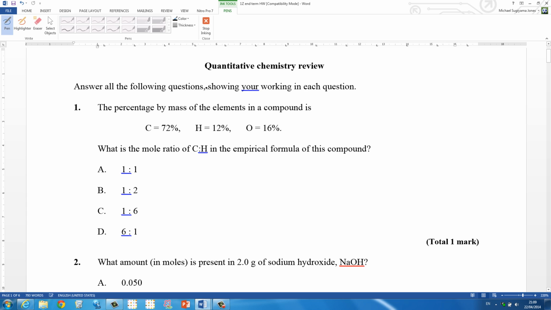In this video, we'll do a review of quantitative chemistry and we'll look at some common examples that come up. So the first question is empirical formula. With an empirical formula question, you should start by writing the elements involved at the top and then underneath write the percentages. So that's 12, 72, 12 and 16. And then you divide by the molar mass.